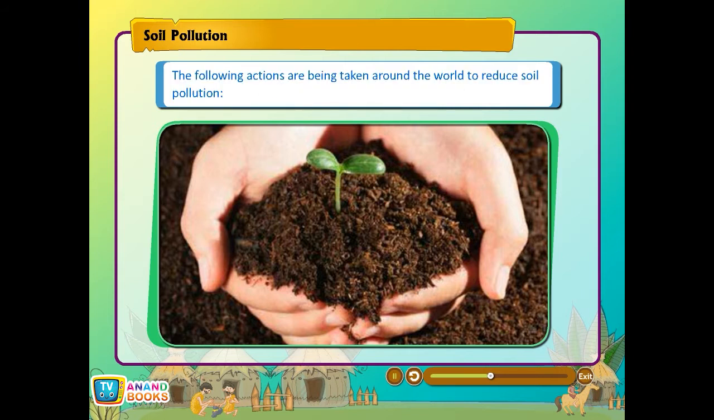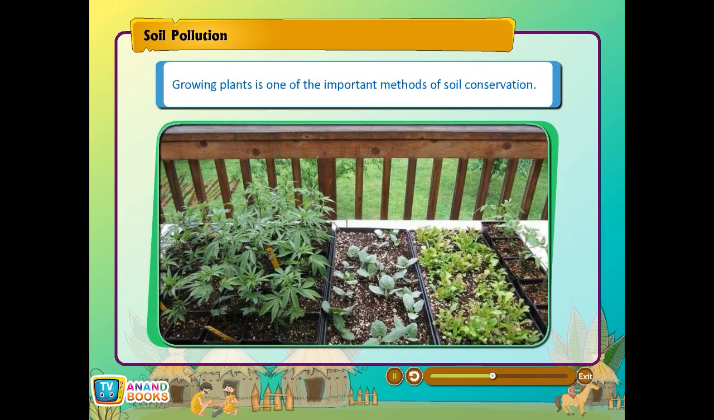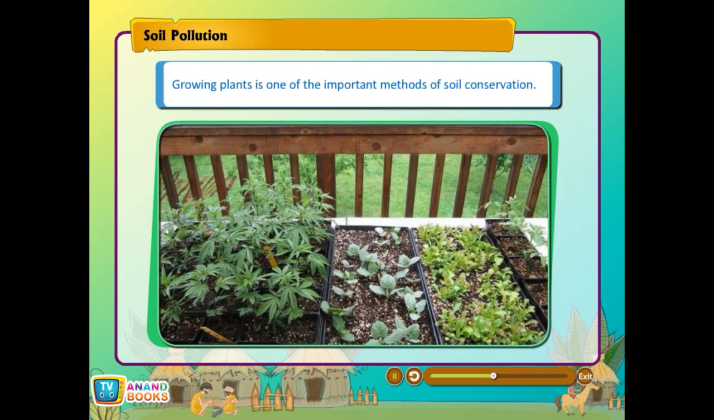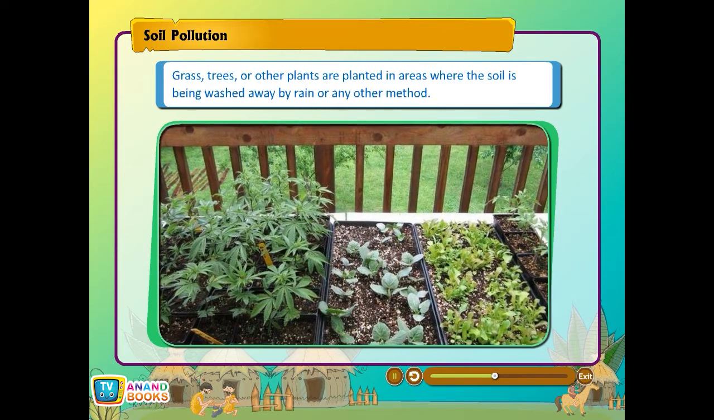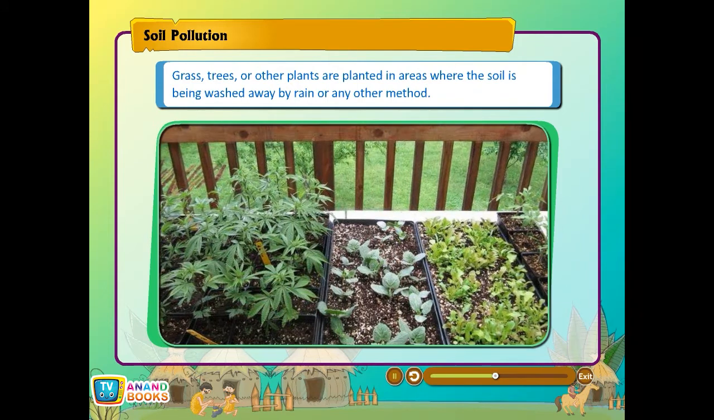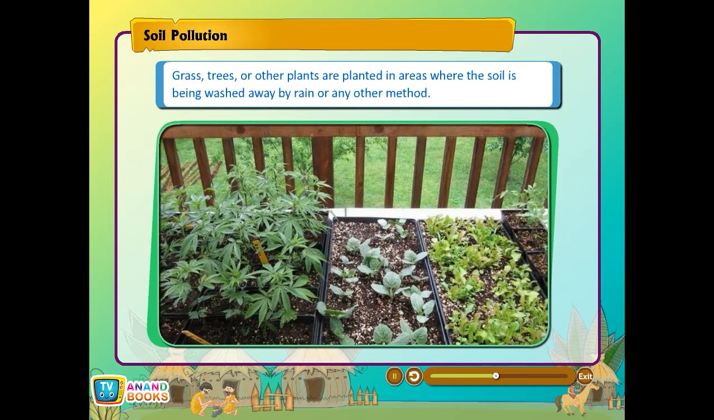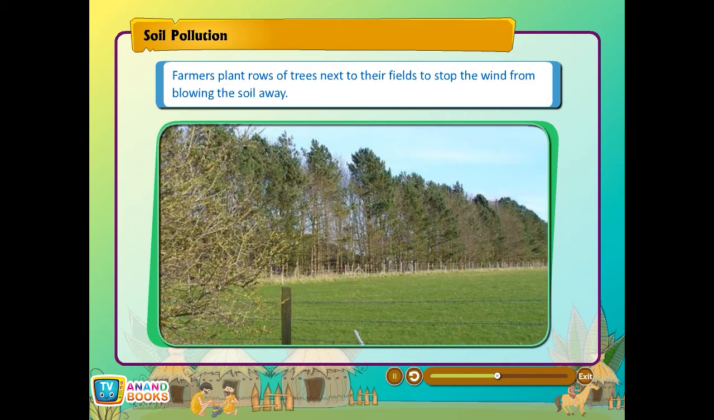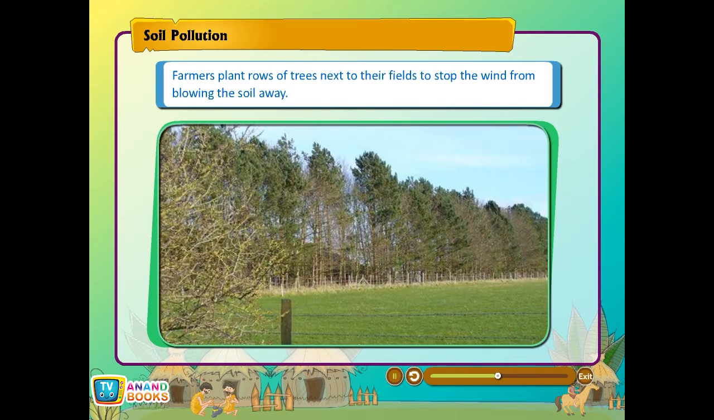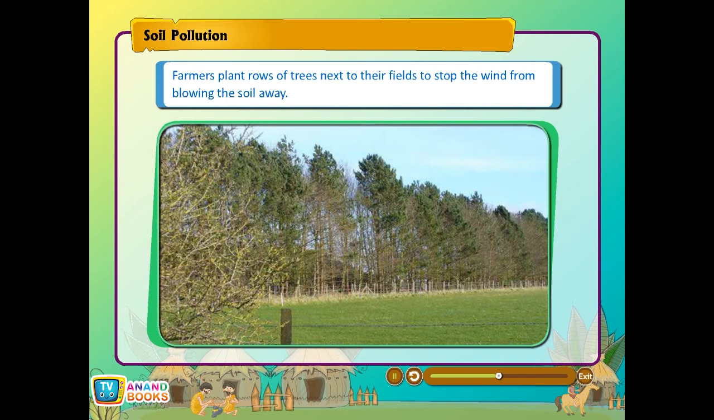The following actions are being taken around the world to reduce soil pollution. Growing plants is one of the important methods of soil conservation. Grass, trees, or other plants are planted in areas where the soil is being washed away by rain or any other method. Farmers plant rows of trees next to their fields to stop the wind from blowing the soil away.